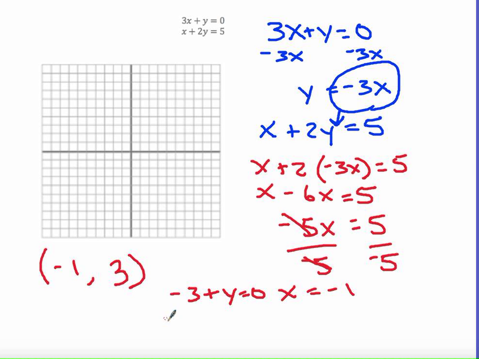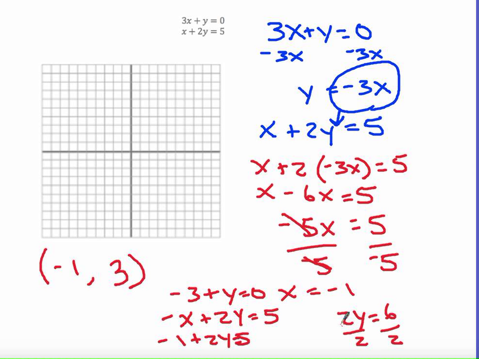We could do the same thing with the second equation where x is minus 1, plus 2y equals 5. I'm sorry, I didn't mean minus x. I meant minus 1 plus 2y equals 5. If we add the 1 to both sides, we're going to get 2y then equals 6. Divide by 2, and we get y equals 3. Same result we had before.